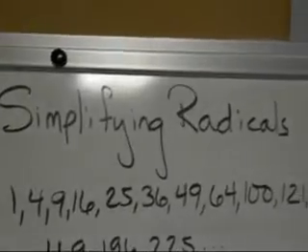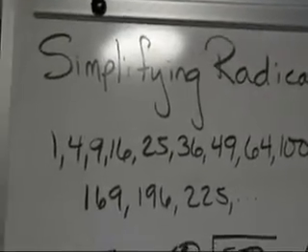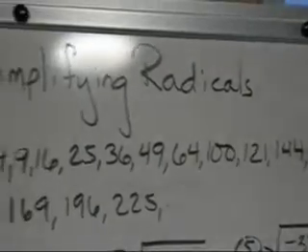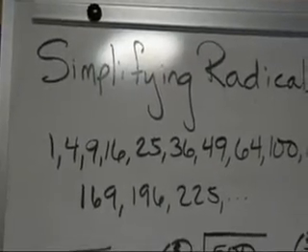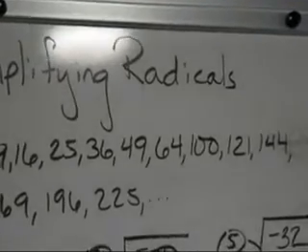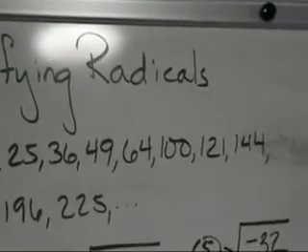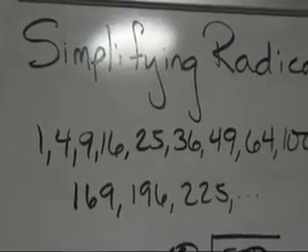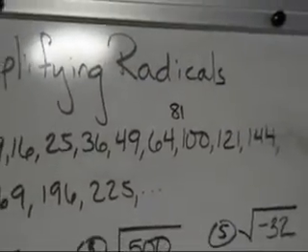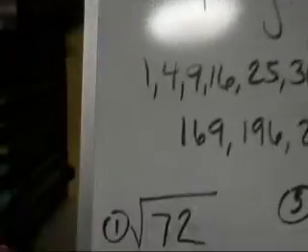Now let's look at how to simplify radicals. In order to simplify radicals, you need to know the perfect squares. Here's the list of the first 15: 1, 4, 9, 16, 25, 36, 49, 64. Oh, I skipped 81, 100, 121, 144, 169, 196, and 225. There's 81. Okay, so let's look at example 1.